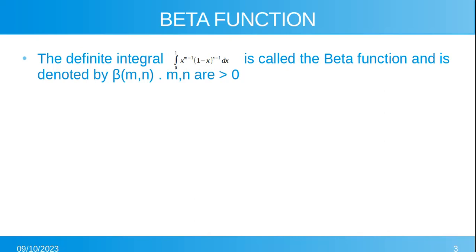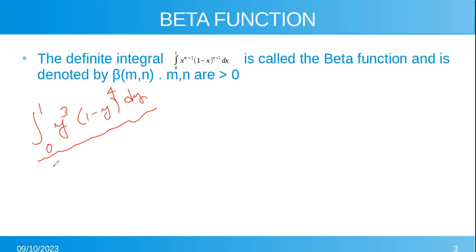So any function like, 0 to 1, any variable, suppose y to the power 3 and then 1 minus y to the power 4 dy. See, this expression is in the form of beta function.